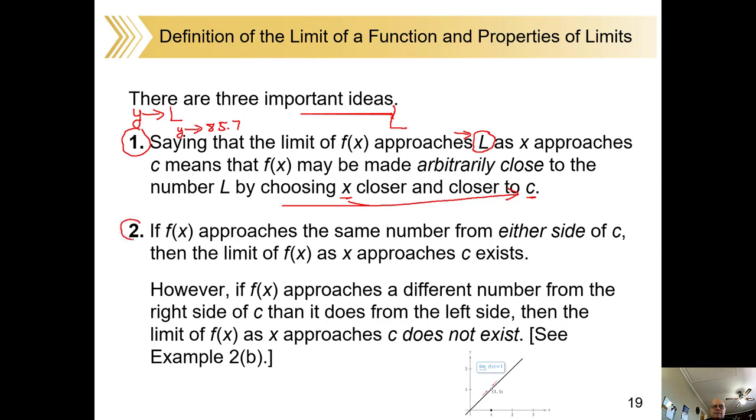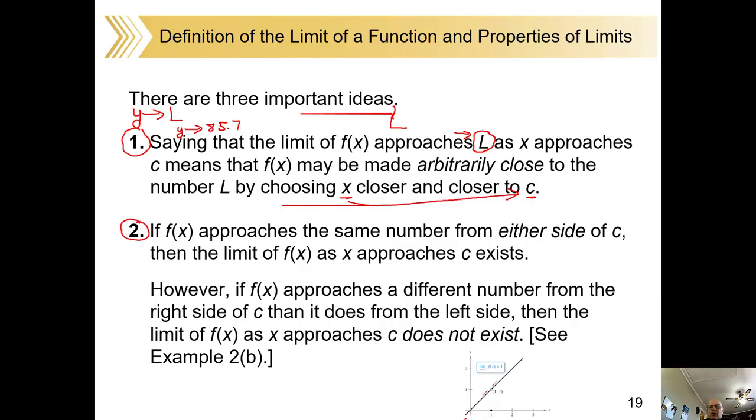Second, if x approaches the same number from both sides, then the limit as x approaches C exists. Now if you look at this picture down the bottom, this is an example of the third one that we mentioned before.